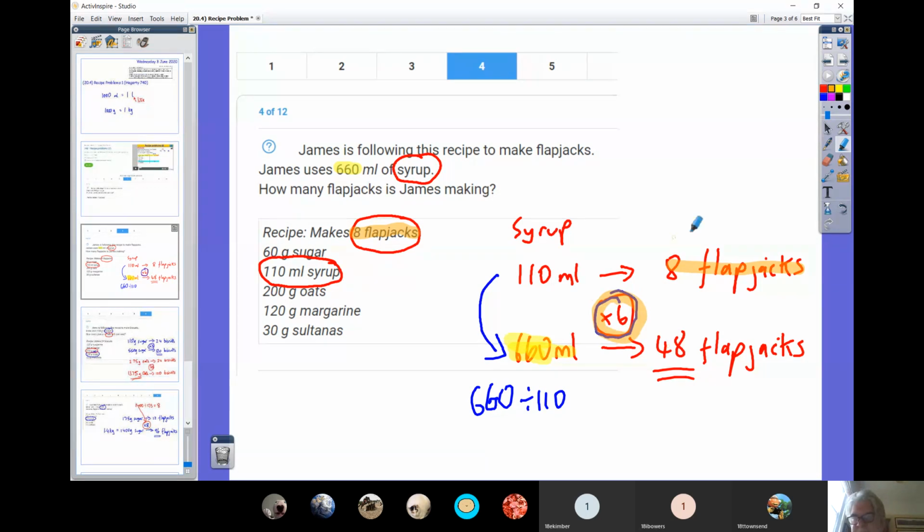So just running through that again really quickly. The question is talking about syrup. So that is the information we take from the question. 110 millilitres of syrup gives us 8 flapjacks. But James is using 660 millilitres. That's 6 times as much. We're multiplying by 6. So it's going to give us 6 times as many flapjacks. 8 lots of 6 are 48. So that's going to be like the opening 4 questions.